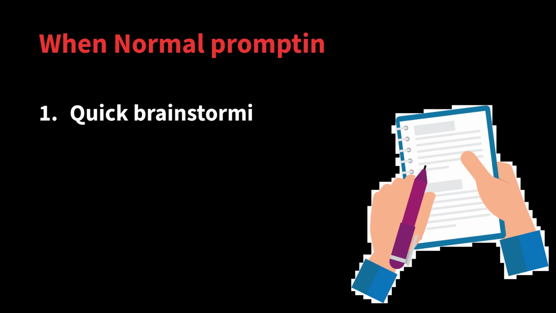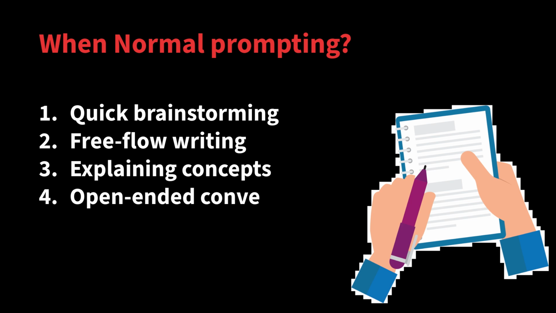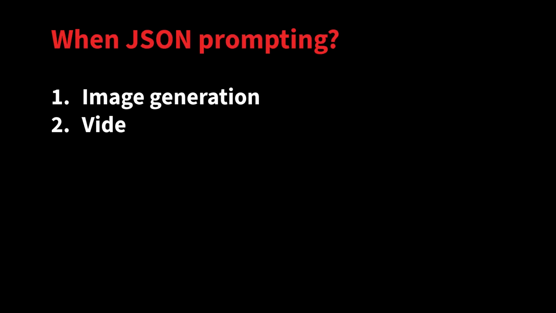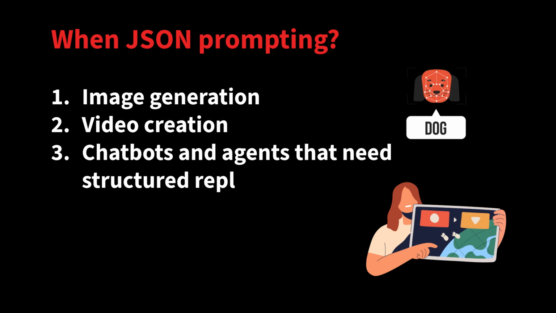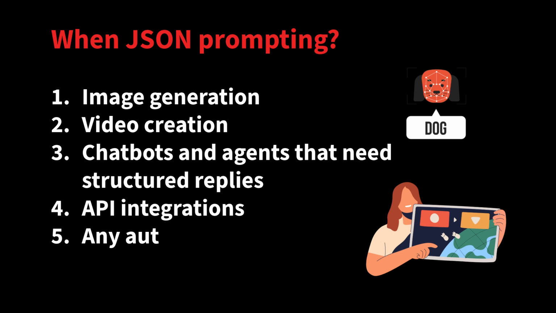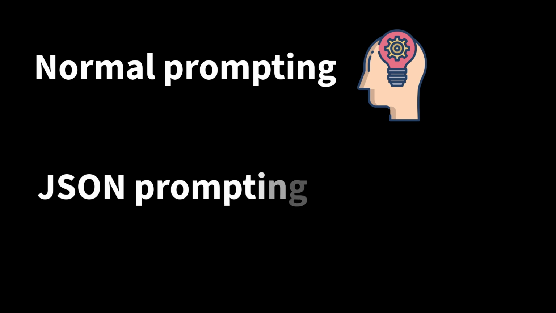We have clearly seen the differences between normal prompting and JSON prompting. The one confusion you might have in head is where to use each. Normal prompting is great for quick brainstorming, free flow writing, explaining concepts, open-ended conversations. JSON prompting is great for image creation, video creation, chatbots and agents that need structured replies, API integrations, any situation where you need automation, where formatting matters. So here the simple rule of thumb is use normal prompting when you want ideas. Use JSON prompting when you want precision.